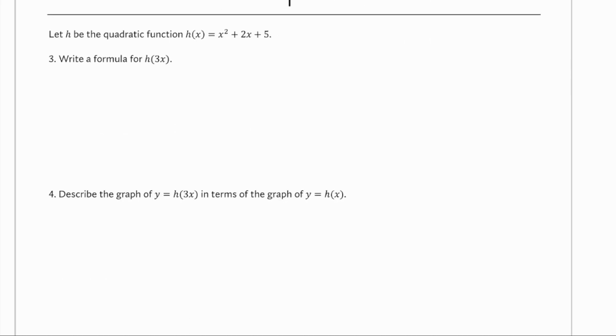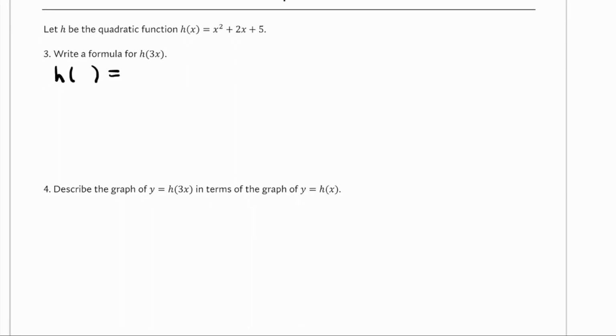Now, h is the quadratic function x squared plus 2x plus 5. Write a formula for h of 3x, we can do that. Wherever we see x in the formula for h, we're going to replace it with 3x. But I always like to recommend you replace it in parentheses, so I'm going to go over here and I'm going to say h of a thing is that thing squared plus 2 times that thing plus 5. So if we were to plug in 3x, we do that here and there.